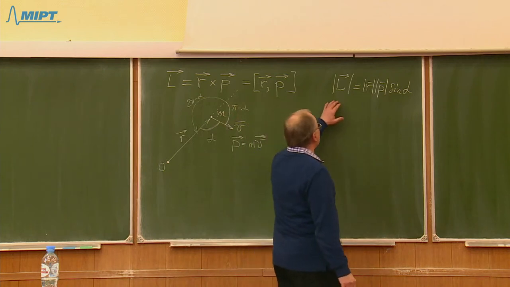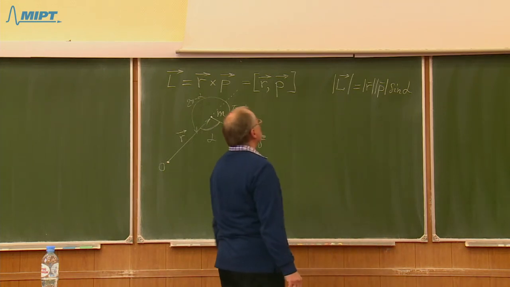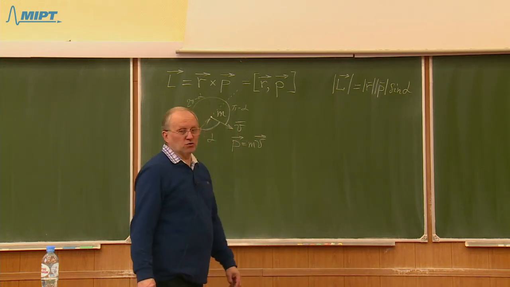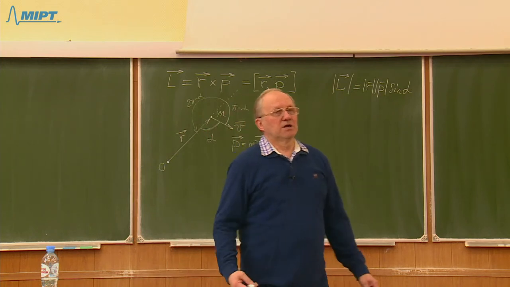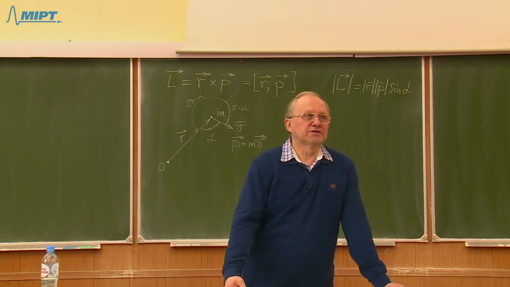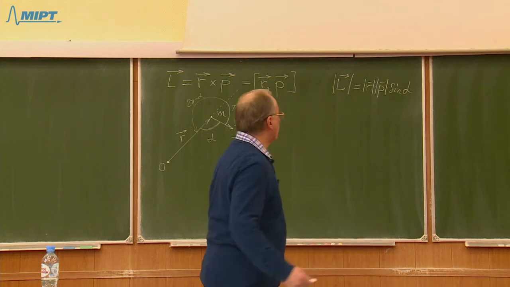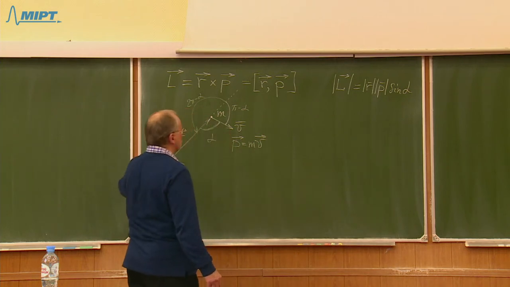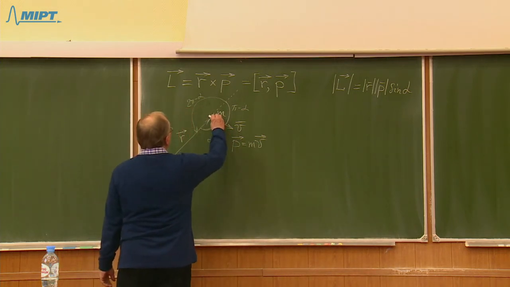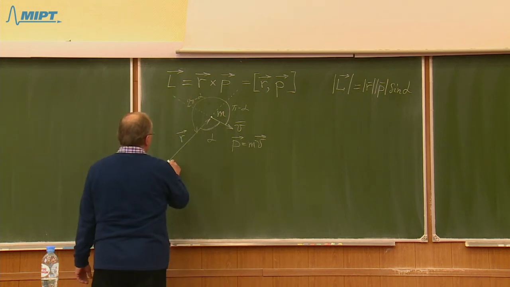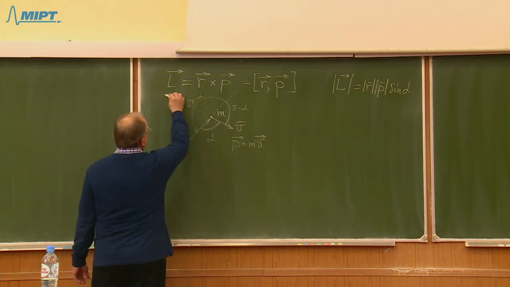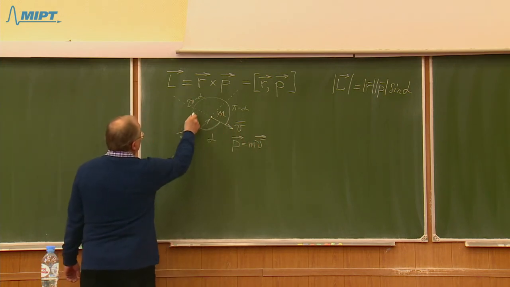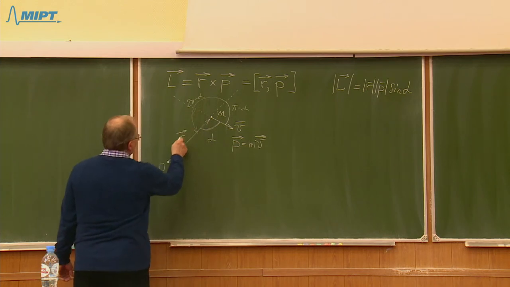That's as far as the magnitude of this vector is concerned. In the course of secondary school physics, you were told that the angular momentum equals the momentum times the arm of the momentum. The arm of the momentum is the shortest distance from this point to the line coinciding with the direction of the velocity. So the shortest distance will be this one.